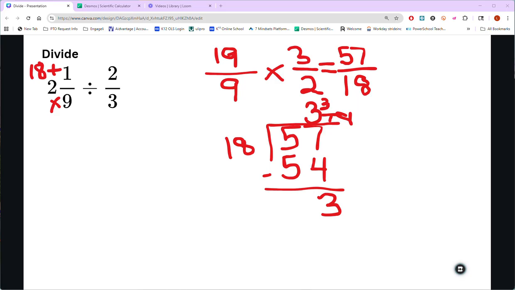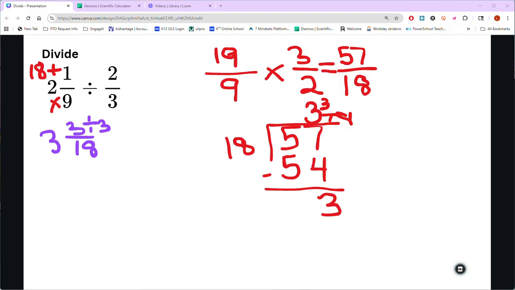I'll change colors. So my answer was 3 3/18. My final step is to look and see, can 3/18 be reduced? And we know from our divisibility rules that 3 divided by 3 is 1. But if I add these digits, 1 plus 8 equals 9, and 9 can be divided by 3. So this 18 can be divided by 3.